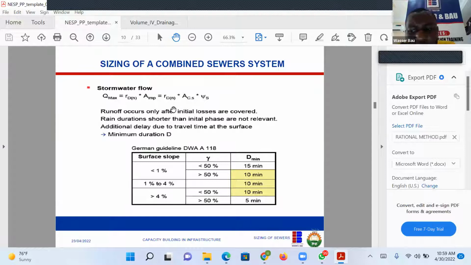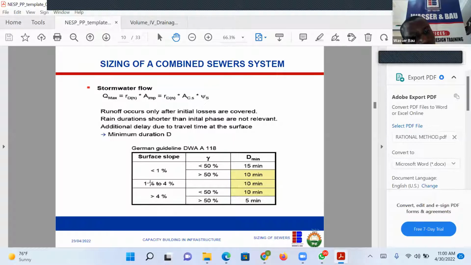Okay. Then also know that slope has influence on runoff. So based on German guideline, based on one of their codes and standards, DVR 118, if the slope is less than 1% and the degree of paving is less than 50%, it recommends you to use 15 minutes rain. If the slope is still less than 1%, in other words, the place is not too slopey, and the level of paving is greater than 50%, you should use 10 minutes rain.